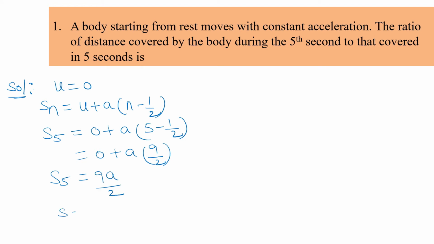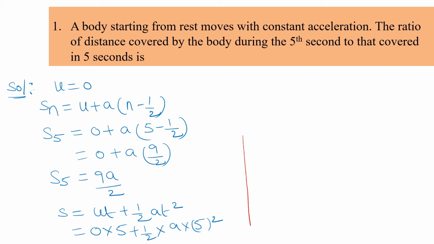Next, S is equal to ut plus half at square. Distance travelled in 5 seconds: u is 0, so 0 into 5 plus half a into t, that is 5, whole square. So S is equal to 0 plus 25a by 2. So that is 25a by 2.